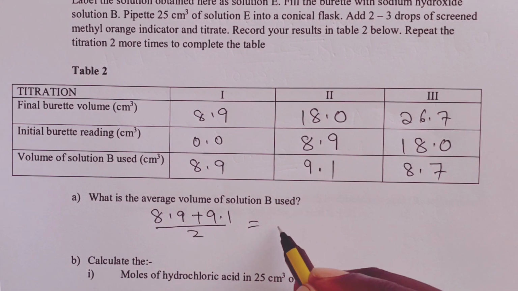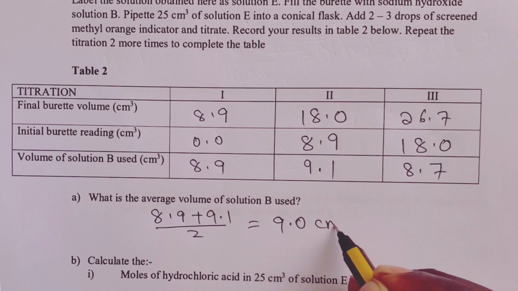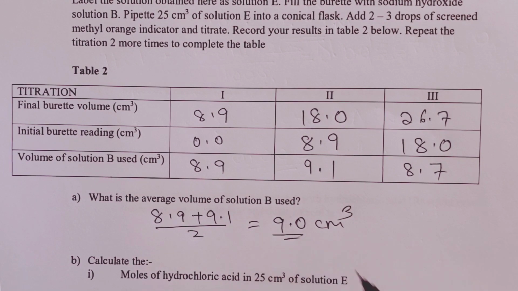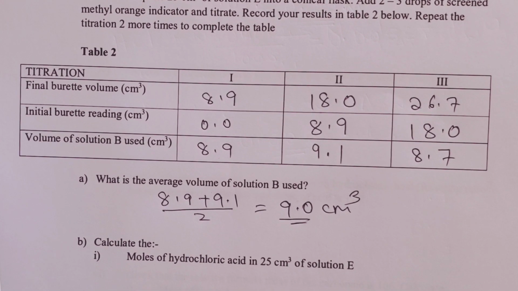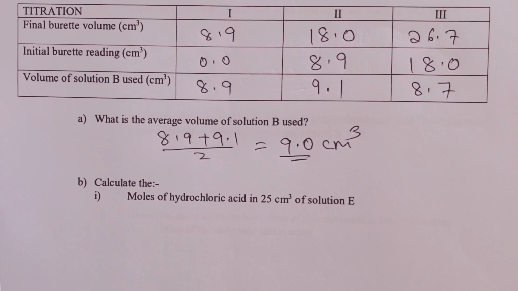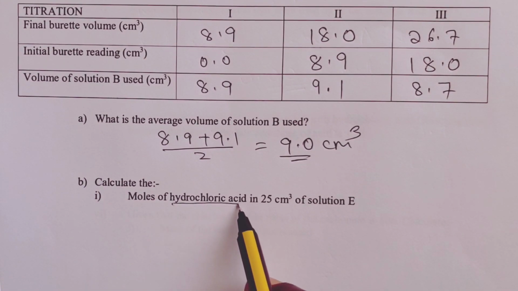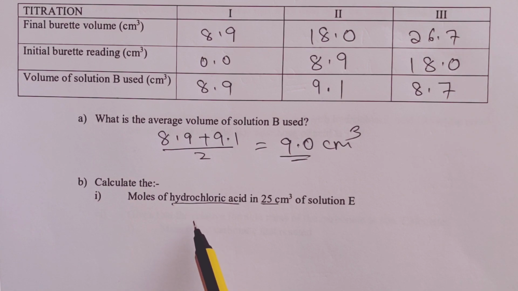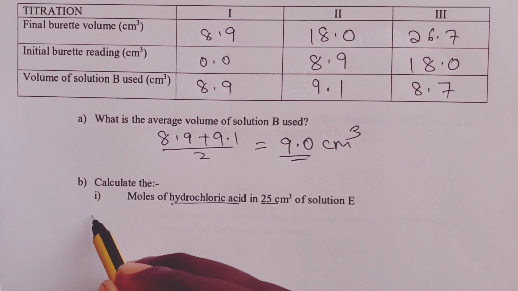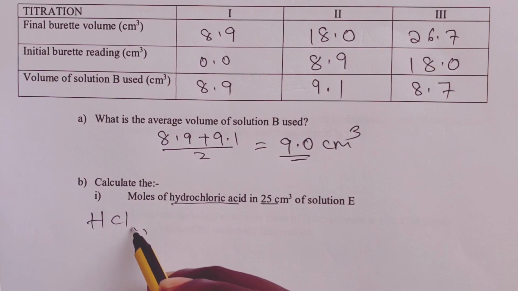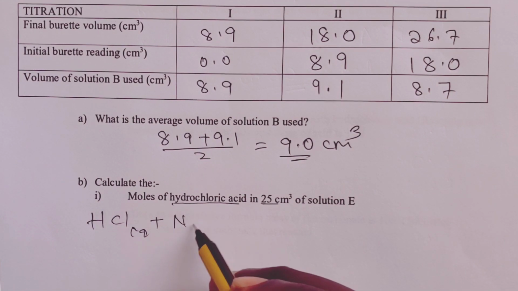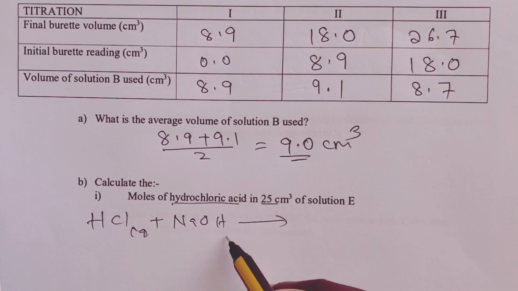That gives 9.0 cubic centimeters as the average volume of B used. To the other questions, we are told to calculate moles of hydrochloric acid in 25 of solution E. So here, these moles of hydrochloric acid, we are not able to tell until we write an equation for the reaction that took place during our second titration.